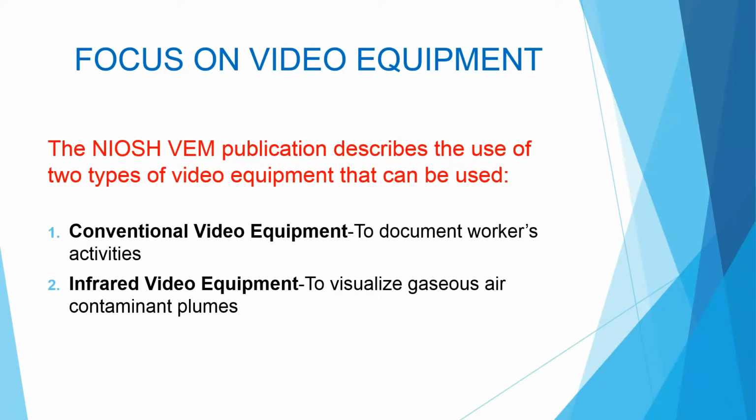First, let's focus on the video equipment itself. Even in the 1992 NIOSH publication, which is a long time ago in technology years, right? The use of 2 types of video equipment was discussed. First is your conventional video equipment to just document worker activities. The second option is really, really cool. Infrared video equipment. IR cameras will allow you to actually visualize gaseous air contaminant plumes.